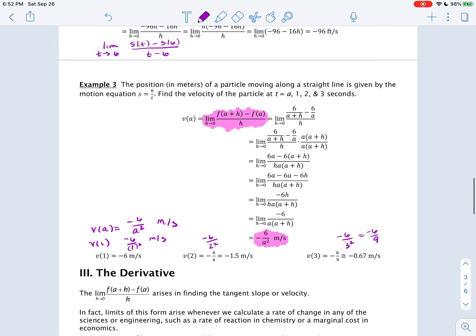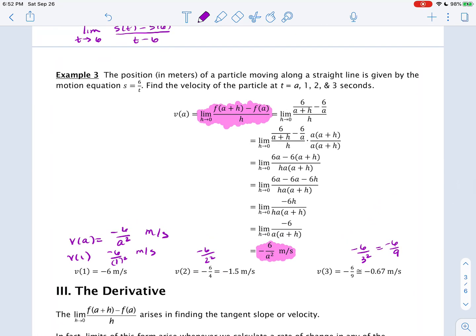All right, so just taking a look at that, the f of a plus h is going to be 6 over a plus h, minus f of a, or s of a, which is going to be 6 over a. Multiplying on the top and bottom by the denominators and then distributing, we get 6a minus 6 times a plus h, and in the denominator we just multiply those. We expand the numerator, and then we see that our 6a's go away, and we're just left with minus 6h, and now we can cancel our h's.